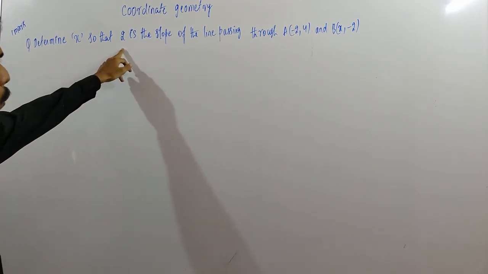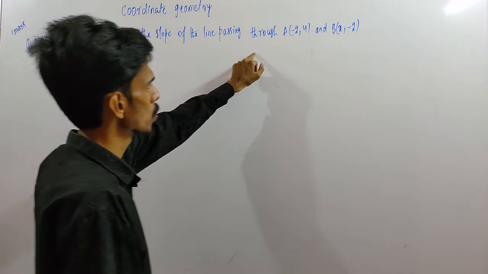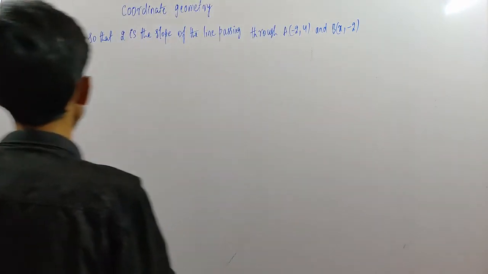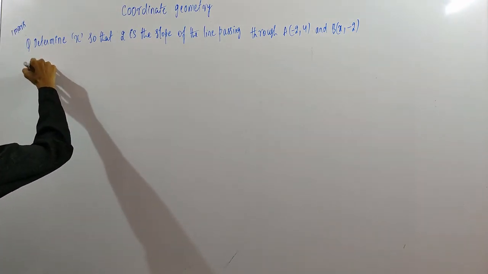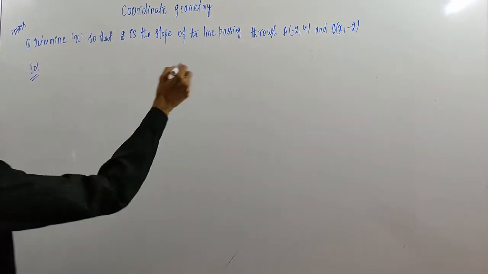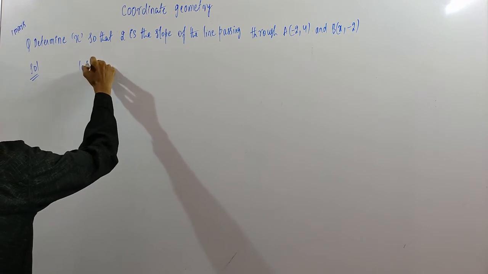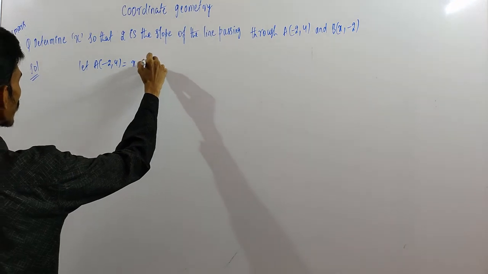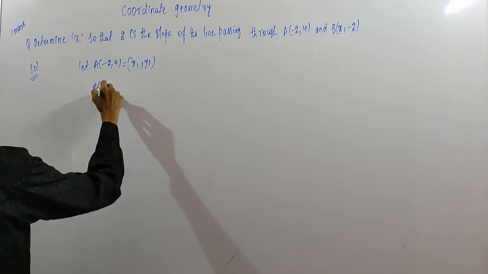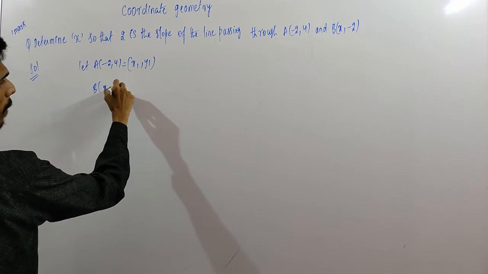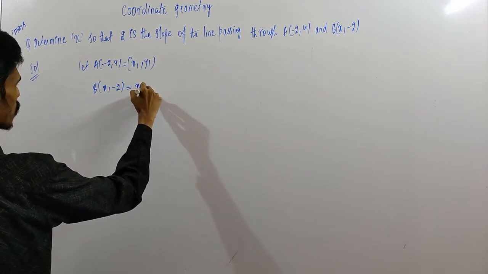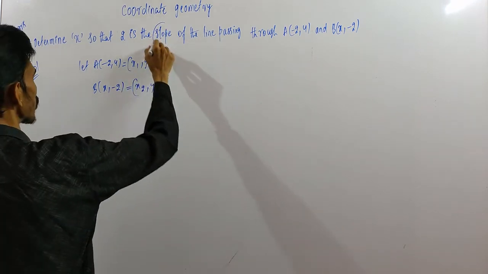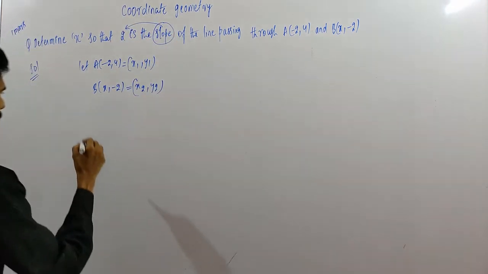Determine x so that 2 is the slope of the line passing through A of minus 2 comma 4 and B of x comma minus 2. Let us take A of minus 2, 4 as x1, y1 and B of x comma minus 2 as x2, y2. Now slope is mentioned. Slope value is given as 2.